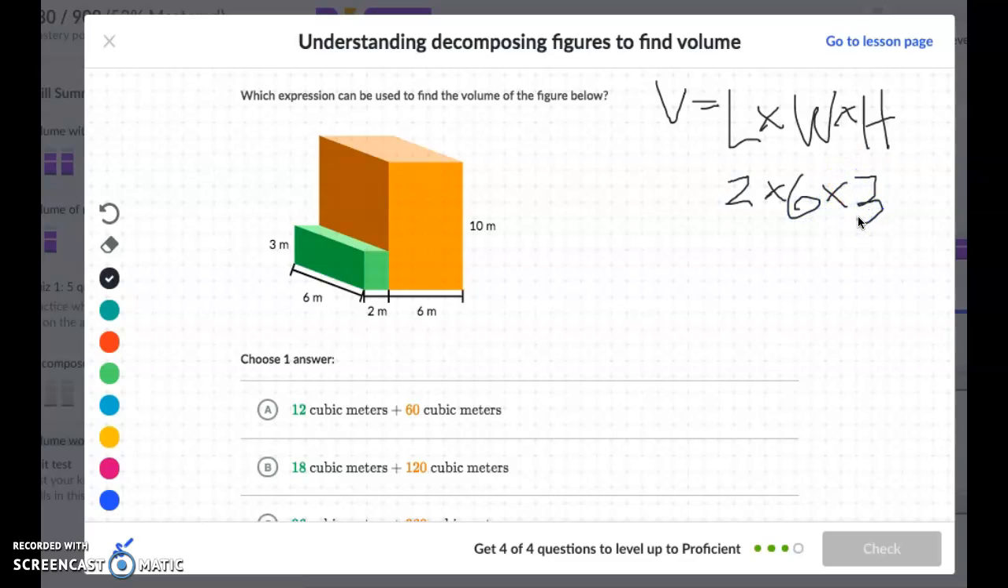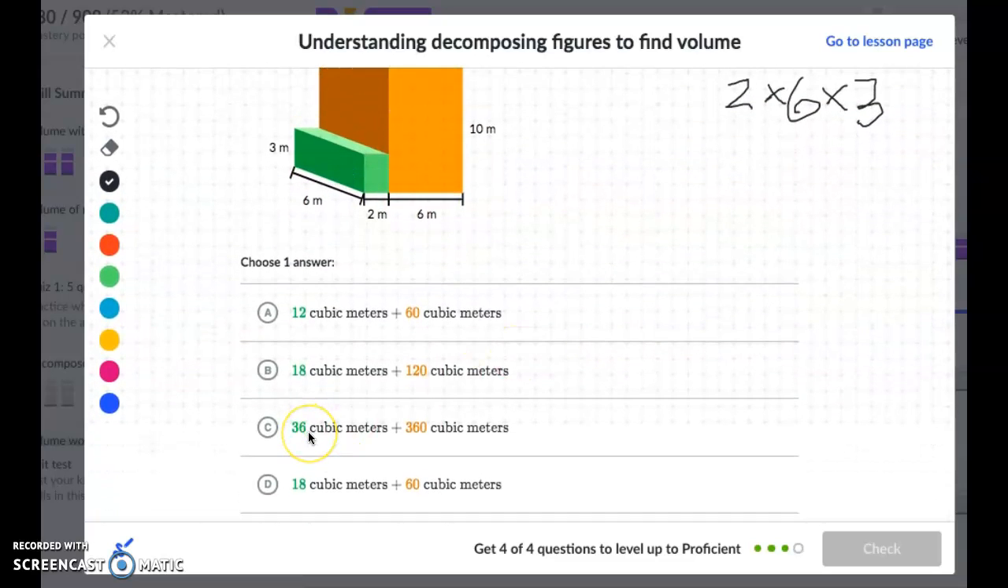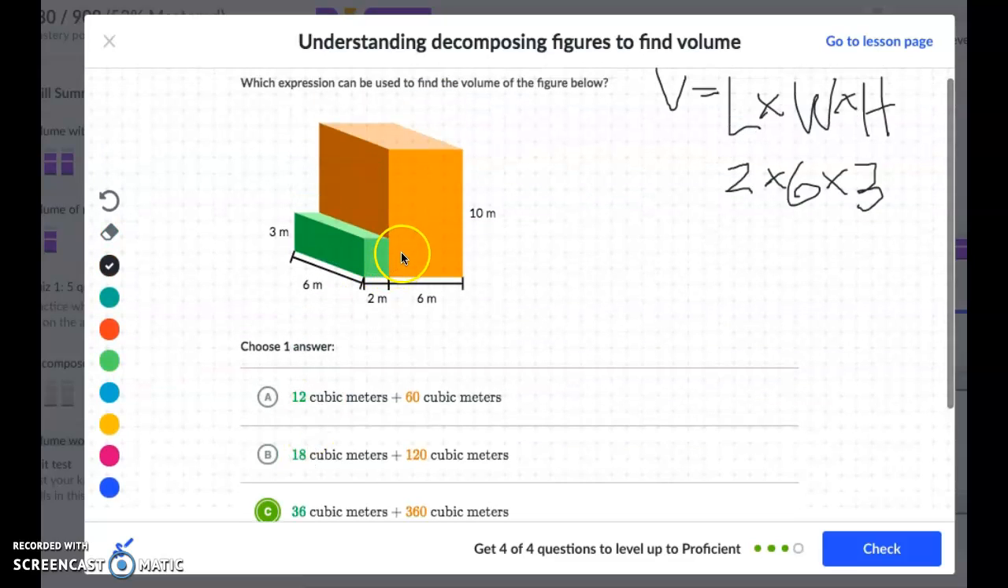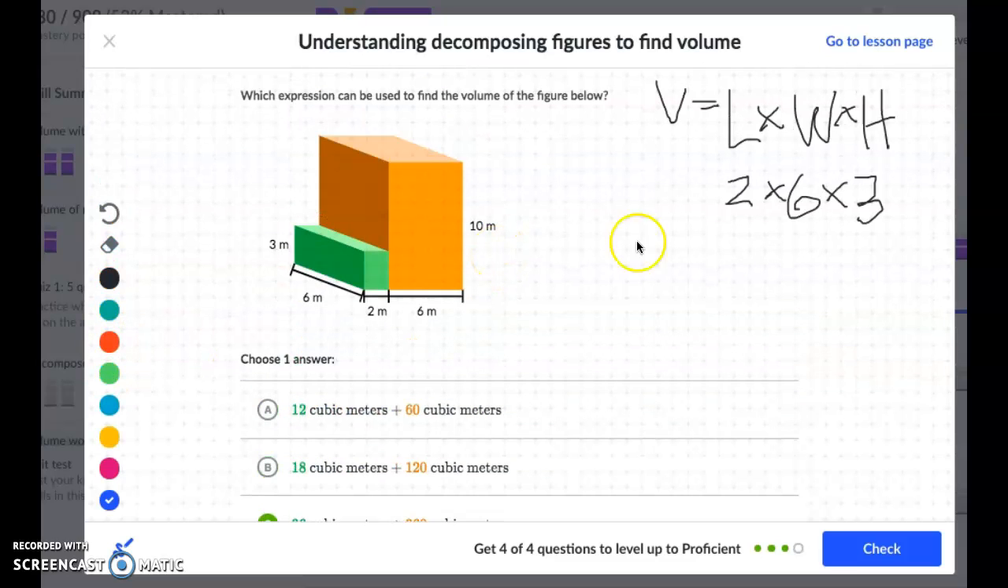So 2 times 6 is 12, and then times that by 3 is going to be 36. So our green volume is 36. So right now it's looking like C is going to be our answer because the green is 36 is the only one there. But just to be safe, I'm still going to figure out my orange volume to make sure that this did work. Otherwise it is possible that I may have made a mistake here, and so I just want to double check my work.